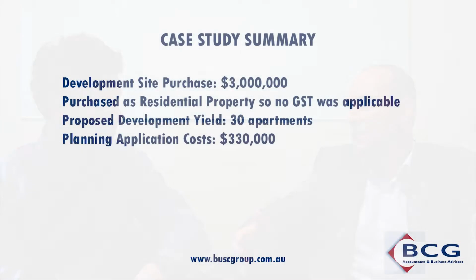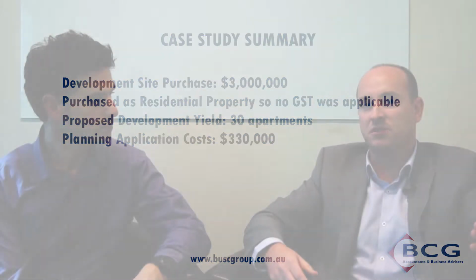So in this example, we have a property developer who purchased a property for $3 million. That property was purchased with no GST on it because it was existing residential property. And then the developer went on with his plans and permits and incurred about $330,000 worth of costs and claimed the GST on those particular expenses. He had the plans to get on that particular site a permit for 30 apartments.